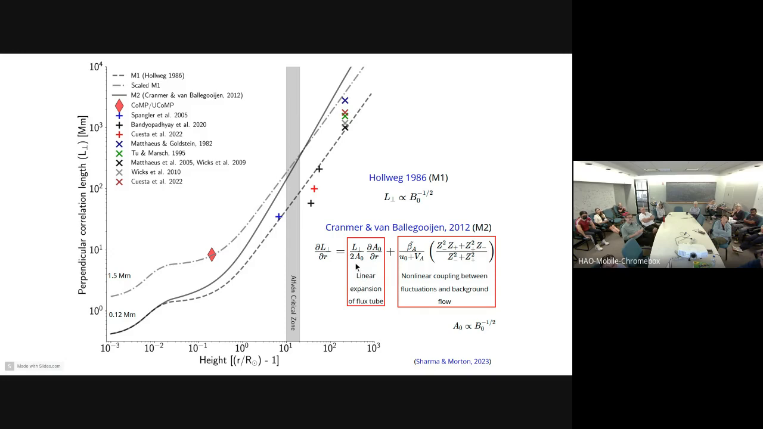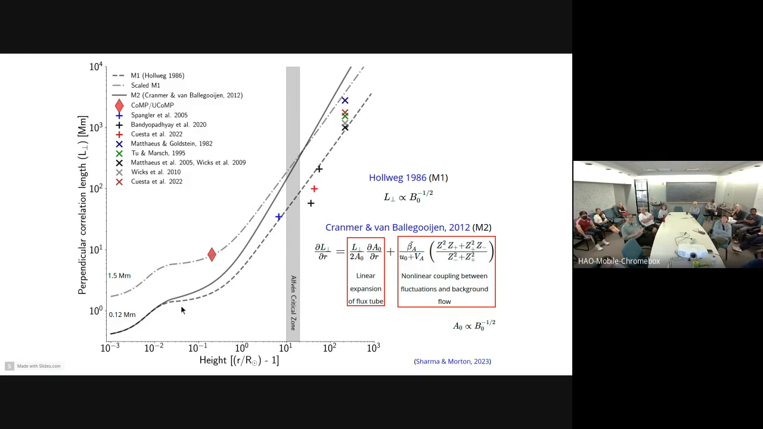The first one incorporated the linear expansion of the flux tube, where A is the cross-section area of the flux tube itself. But the second term had the nonlinear coupling between the Alfvénic fluctuations and the background flows, which is the solar wind. However, you can see that the estimates we were getting were far higher than we would expect from these two models.